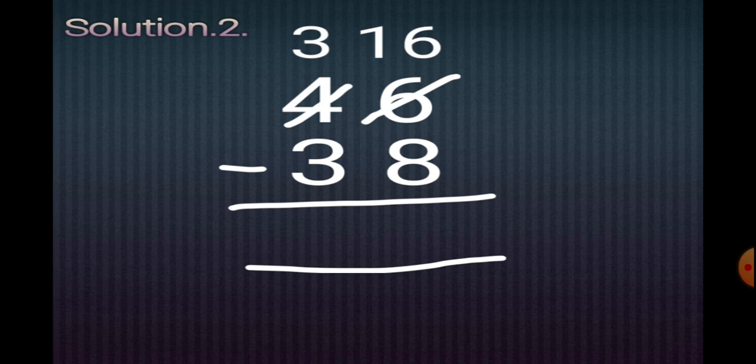In this way we take borrow. When we take one borrow from 4, then 4 will become 3, and that 1 ten will become 10 ones, and we have already 6 ones. 10 plus 6 is equal to 16 ones. This is also called regrouping.